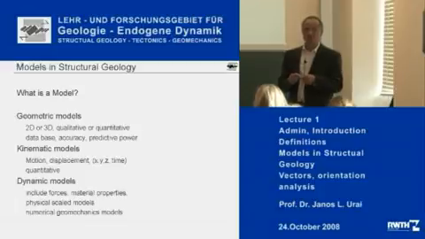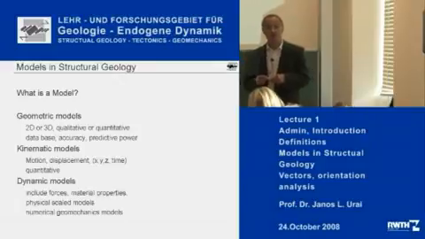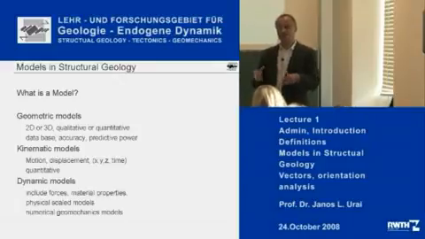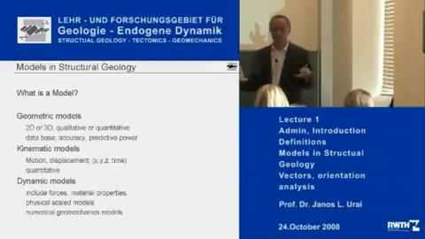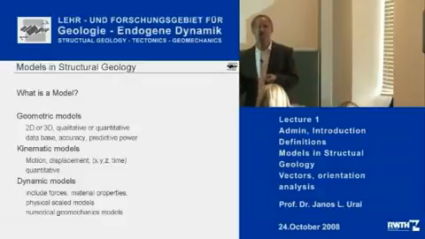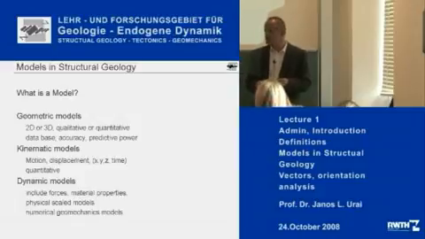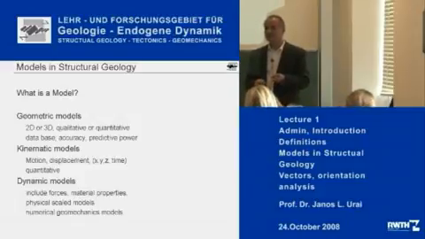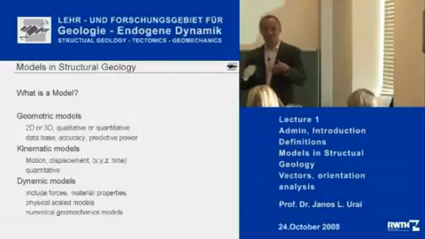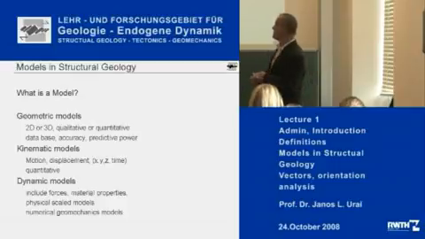Now, in structural geology and tectonics, there are three main classes of models. The first class is geometric models. A geometric model is a representation of a shape, of a geometry. So, most of you have been in the field already, and you have made a sketch in your field book of some kind of a structure. That is a model. You've actually made a very simple geometric model, probably in 2 dimensions, of some kind of a structure.